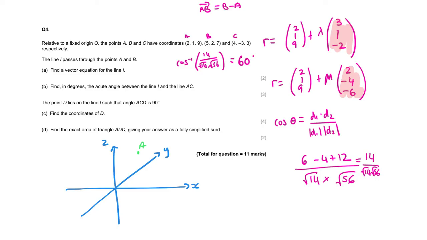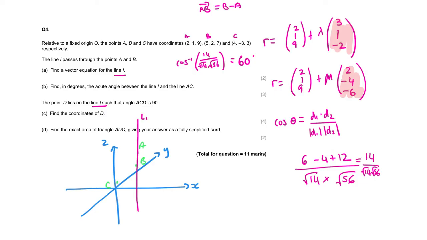B, 5, 2, 7. C, 4, minus 3, 3. And then it says angle ACD. Okay, so we know as well that point D lies on the line L. The line L passes through the points A and B. So my line L is here.